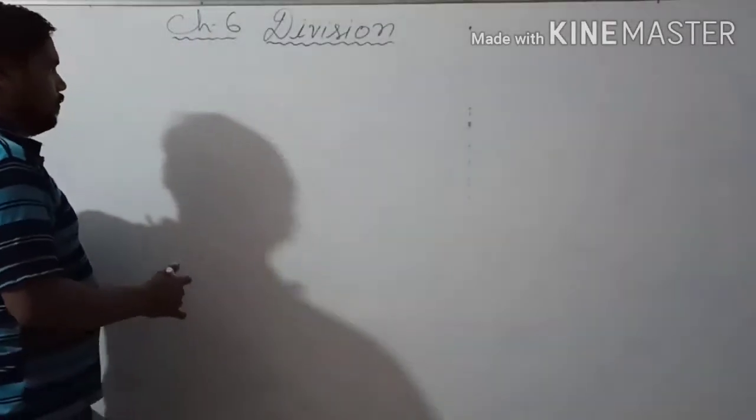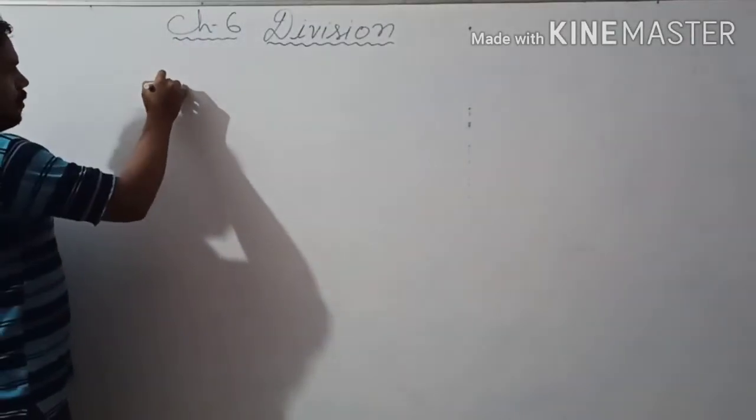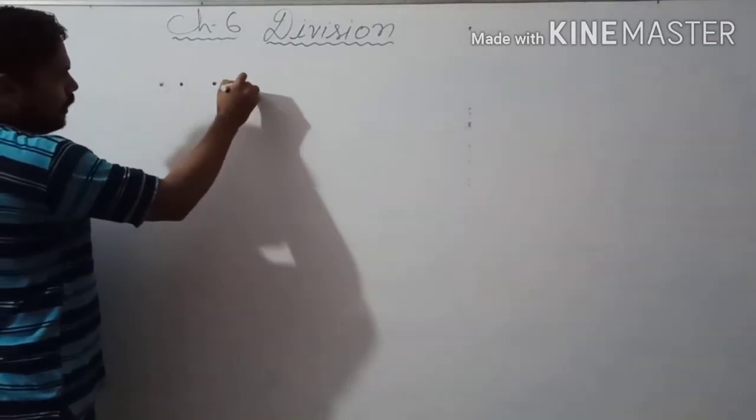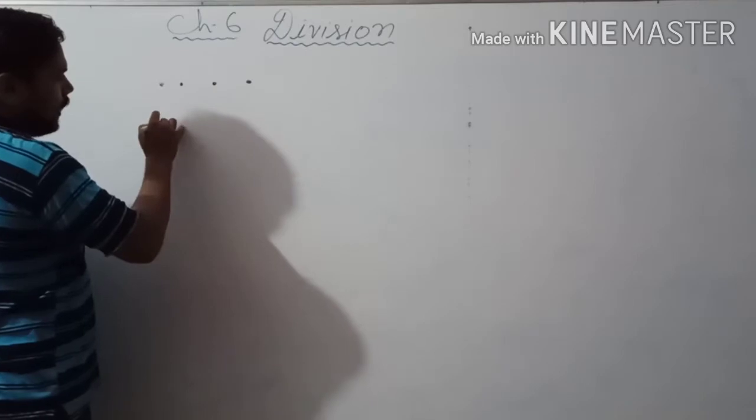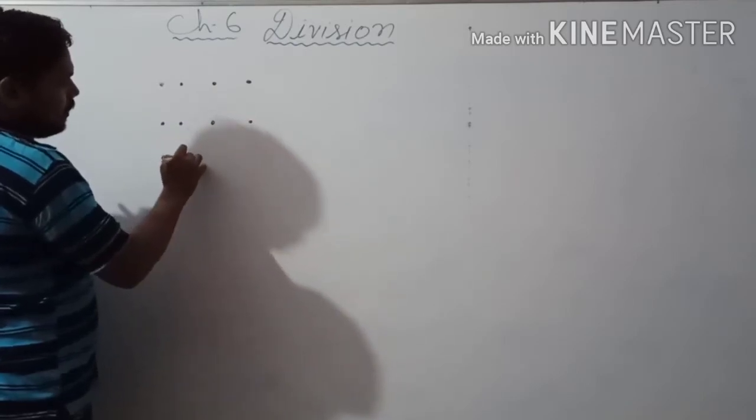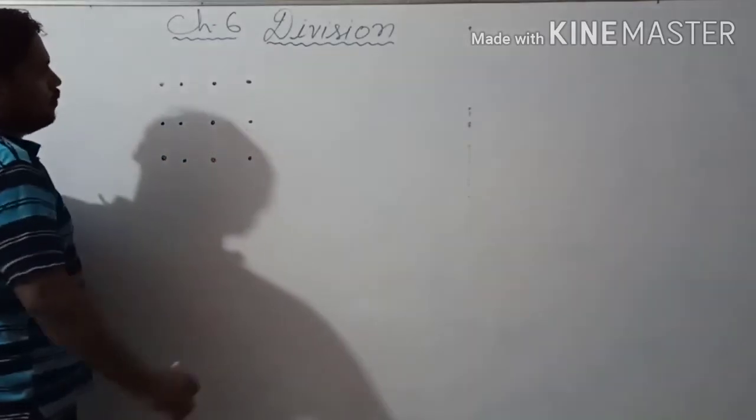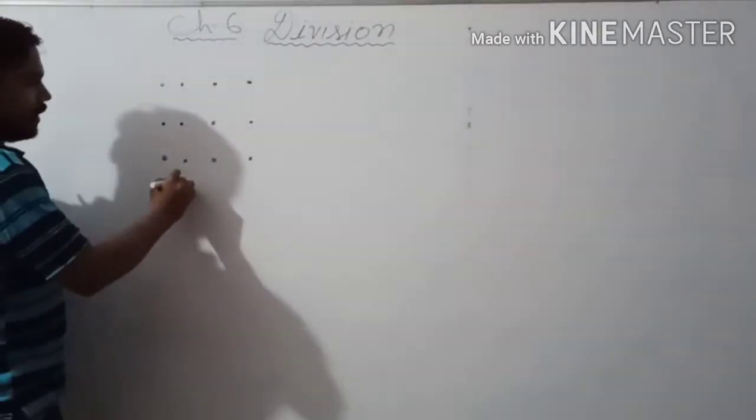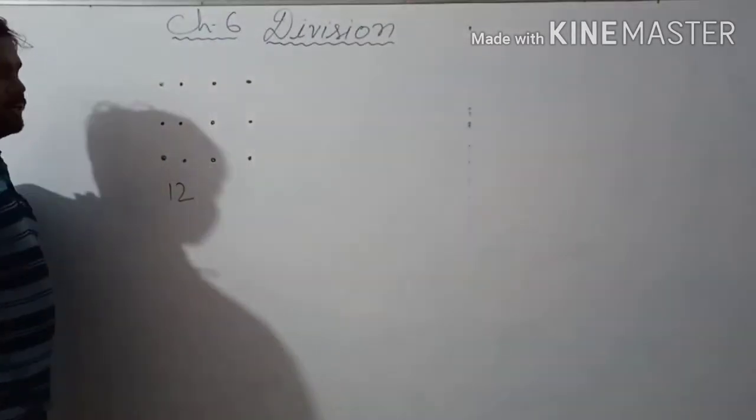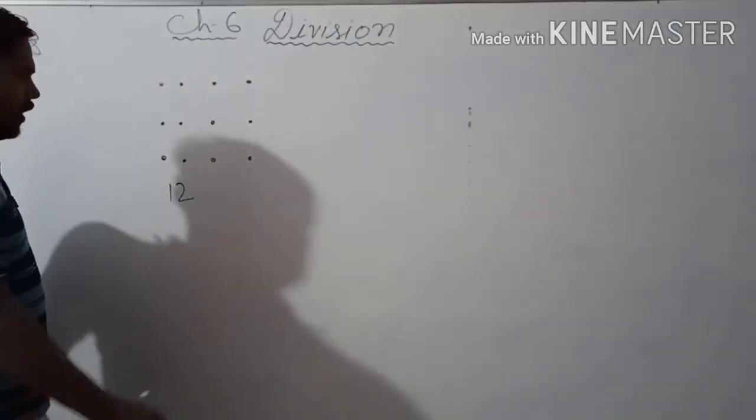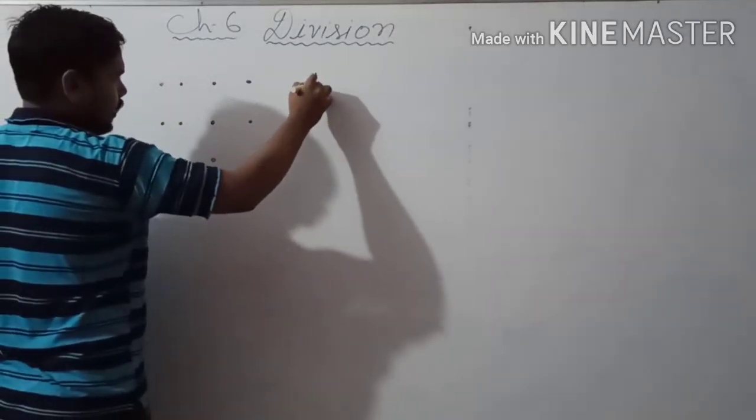So suppose you have 12 chocolates. I am marking here with the help of points 1, 2, 3, 4, 5, 6, 7, 8, 9, 10, 11, 12. So suppose this many chocolates you have. So here you have a total of 12 chocolates. Now you are distributing 3 chocolates to each student. So here suppose the first student is here.